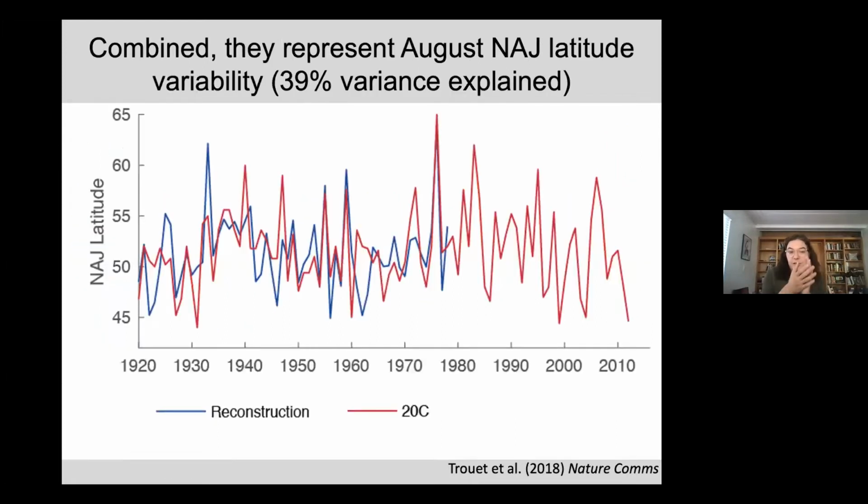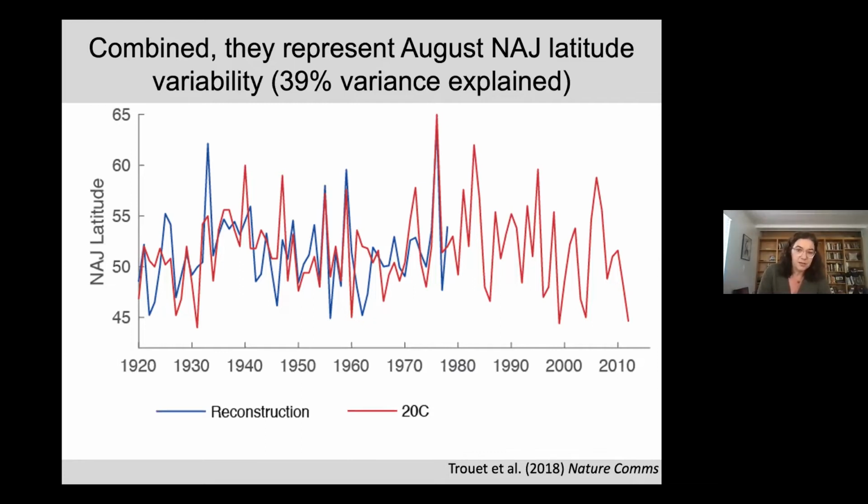If you then combine those two tree ring records in blue, you calibrate them against the instrumental record of the North Atlantic jet latitude. The red line is the latitude of the North Atlantic jet in summer, in August, its variability from year to year. In this case, we use the 20th century reanalysis data as a target.